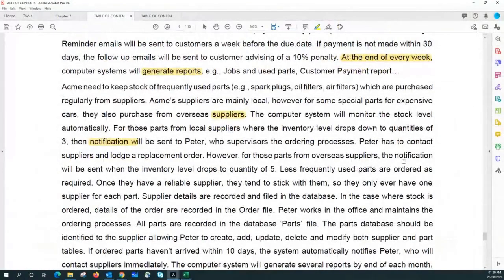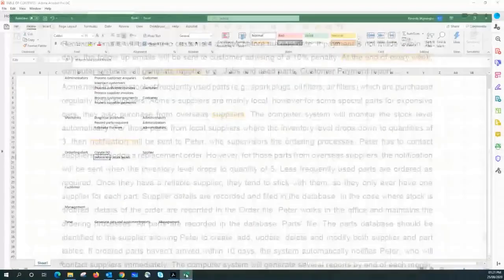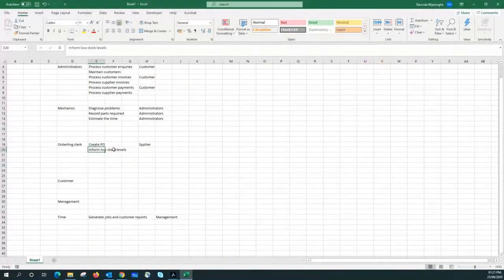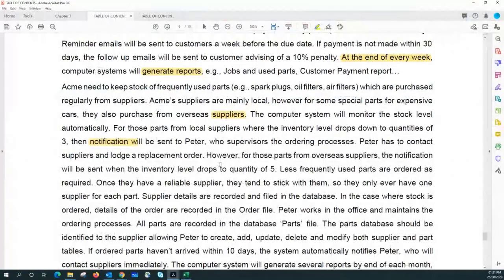So they are talking about different notifications for the locals, so local source parts and overseas source parts. So we can actually handle both of these triggers by the same use case. So I don't need to have separate use cases to handle local and international supplier notifications, right? So I just use the same use case.